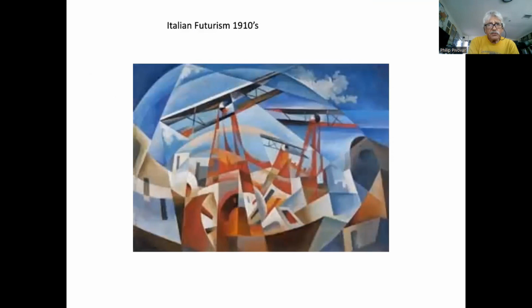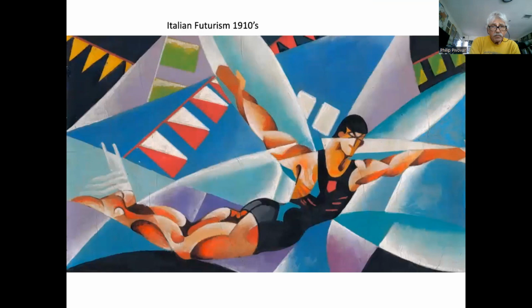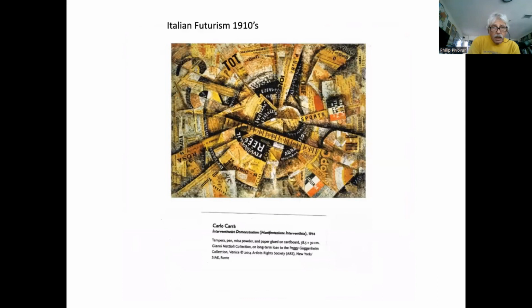Italian Futurism, 1910s, with these airplanes. Futurism again, this Italian. Futurism, Italian Futurism. Here's Zabala, the same artist we saw earlier, though not the same painting. Oil on unvarnished millboard in the Guggenheim collection. Guggenheim is a museum in New York. Have you been there? Another Futurism painting.